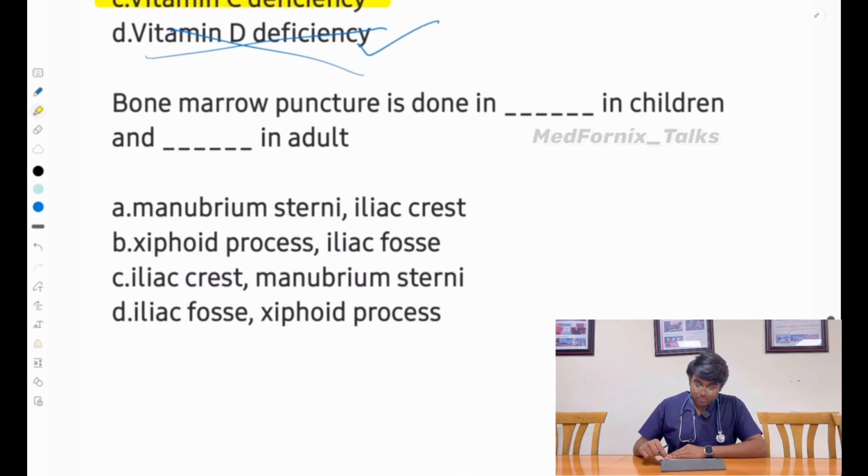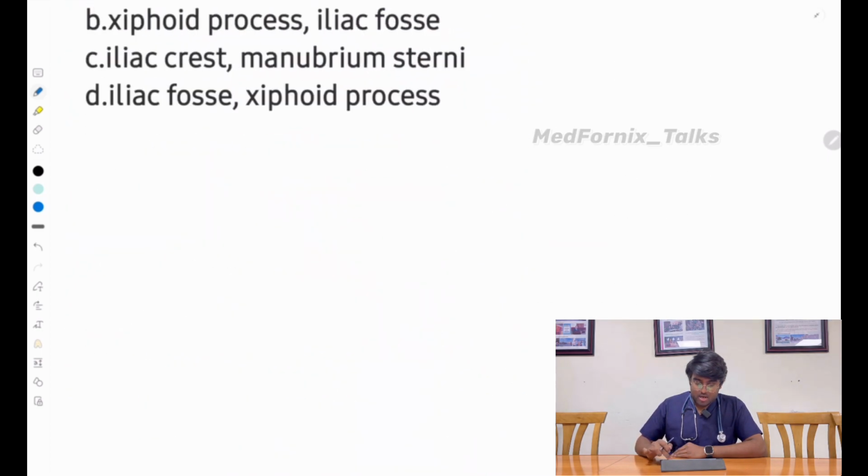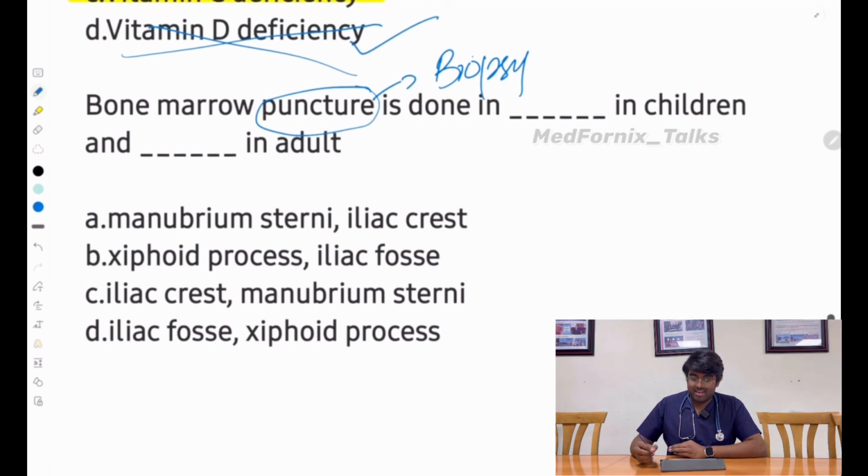Next question. Bone marrow puncture. Don't worry, puncture means biopsy, or aspiration. Bone marrow biopsy or bone marrow puncture is done in dash in children and dash in adults. I haven't taught this exactly, but I have told you what bone marrow aspiration is. Bone marrow aspiration is mostly done in the thickest bones in our body. We can't risk it. If I am going to puncture the bone, there will be hollow space there. I can't risk that, so I am going to take it from the thickest part of our body.